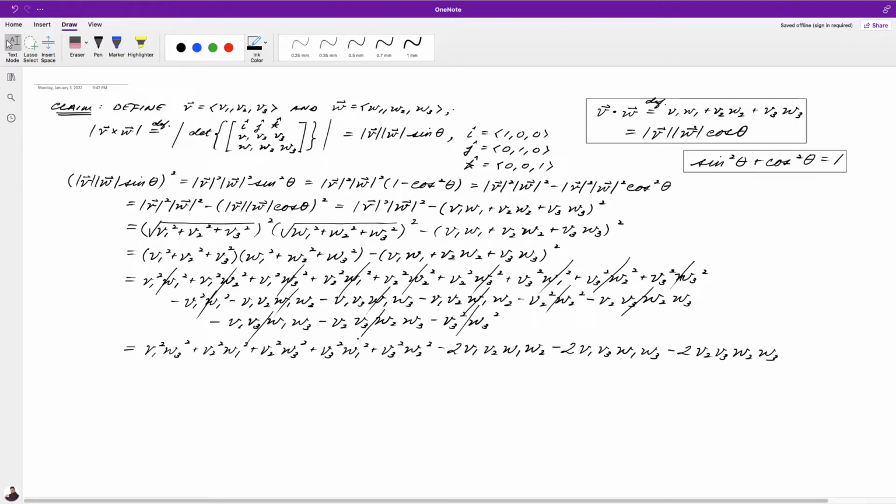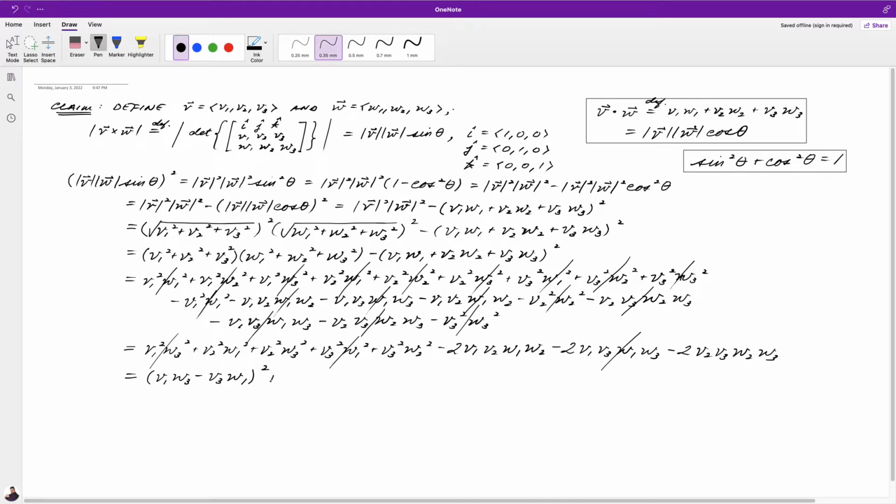Oh yes, okay, I see what this is. This is actually not that bad. This is going to give us here v1 w3 minus v3 w1, all squared. That's going to account for this, it's going to account for this, and it's going to account for this.